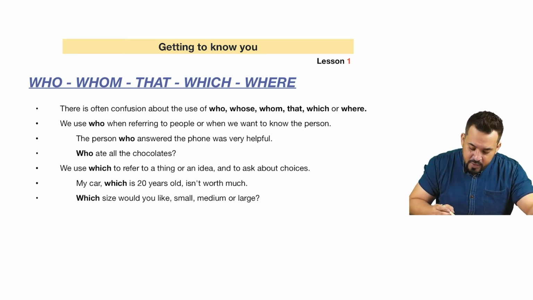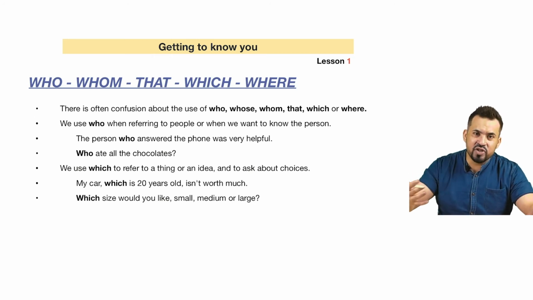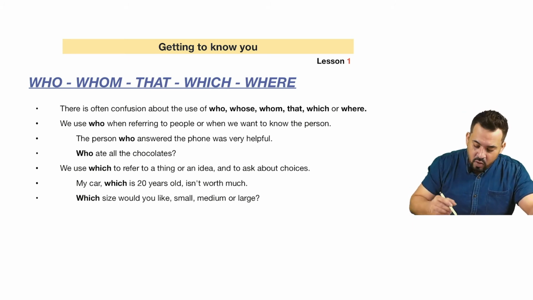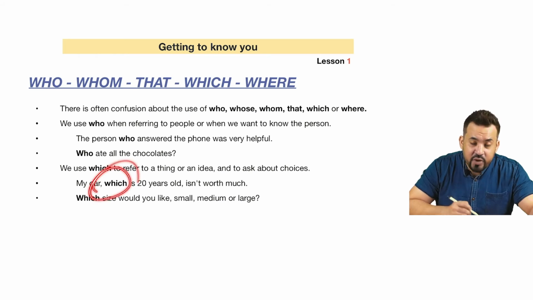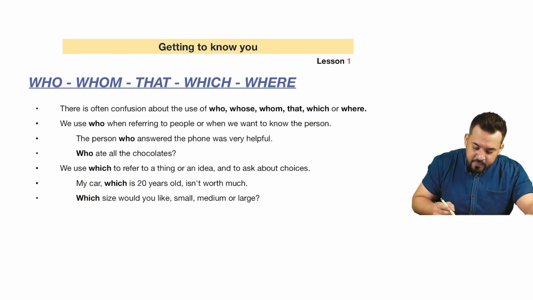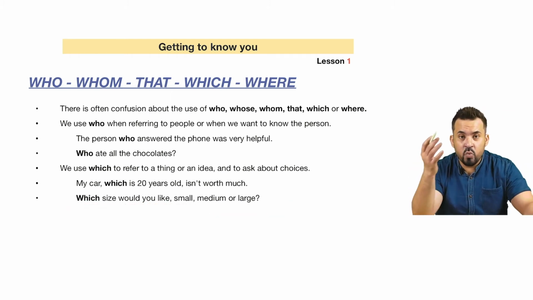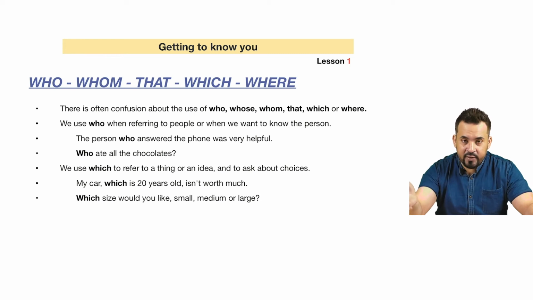Let's take a look. My car, which is 20 years old, isn't worth much. Isn't worth much means it's not that expensive because it's an old car. It's a 20 year old car. So here we use which to talk about a car, which is an object, a non-living thing. Which size do you like? Small, medium, or large? Which size would you like?